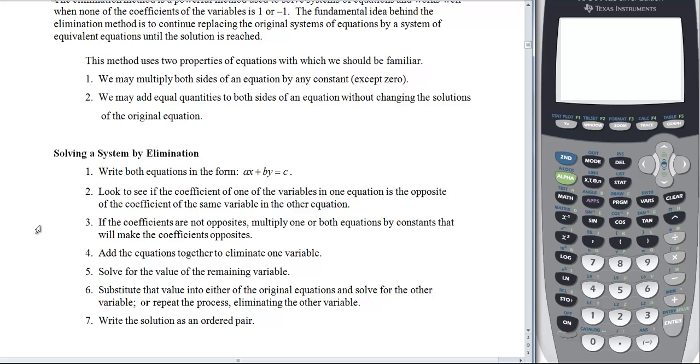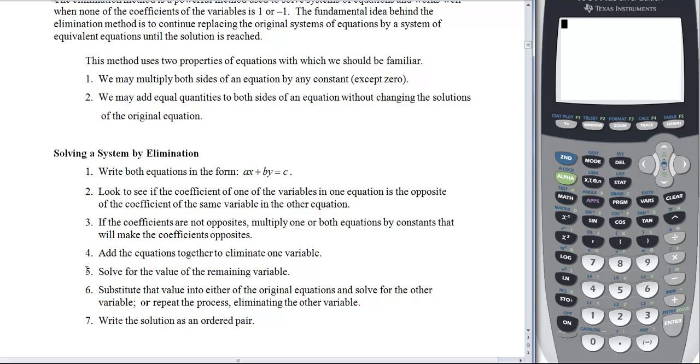If the coefficients are not opposites, multiply one or both equations by constants, by numbers, that will make the coefficients opposite. Add the equations together to eliminate one variable and solve for the value of the remaining variable, because when we add, we're going to get our equations condensed down to one equation with one unknown that we can solve for.